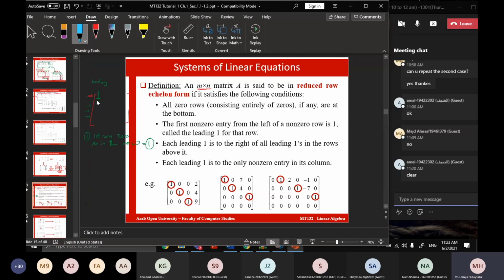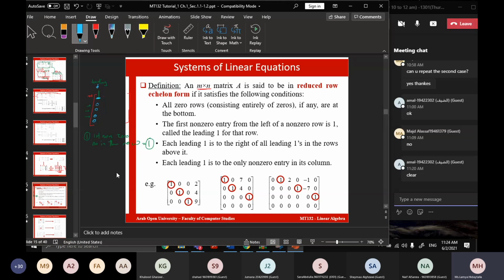طيب. In the column, الcolumn معناه like this. Whenever you find the leading one, all the other entries with it in the same column should be zeros. يكونوا أصفار. يبقى the only number in the column لما يكون في leading one يكون this one. But all the others كل الأعداد الثانية تكون أصفار.